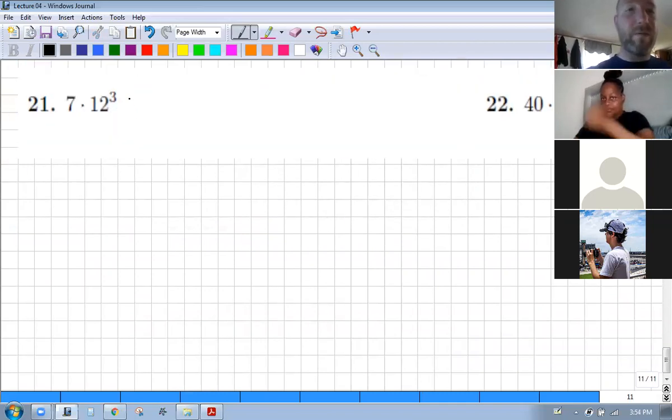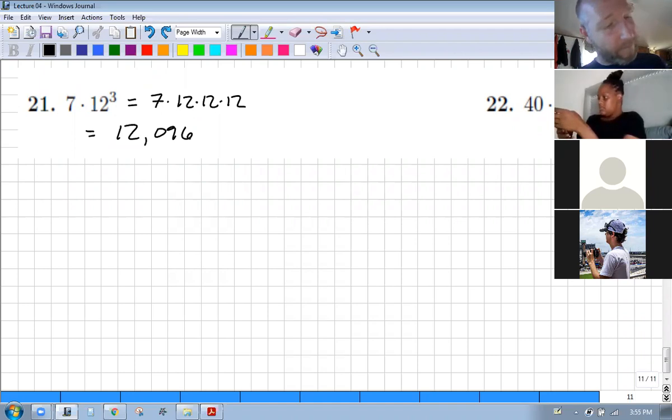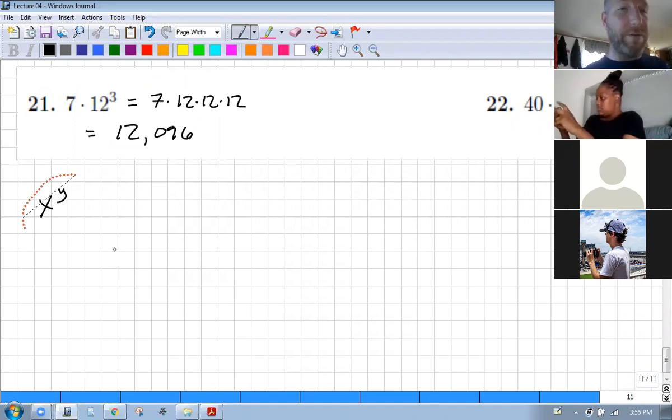Right. This one would be 7 times 12 times 12 times 12, which is 12,096. I think there's a power button on your calculator for doing the exponents. Right? On an iPhone, you have to turn your phone sideways to get the power button. It says X to the Y. That's the button you use to do exponents.